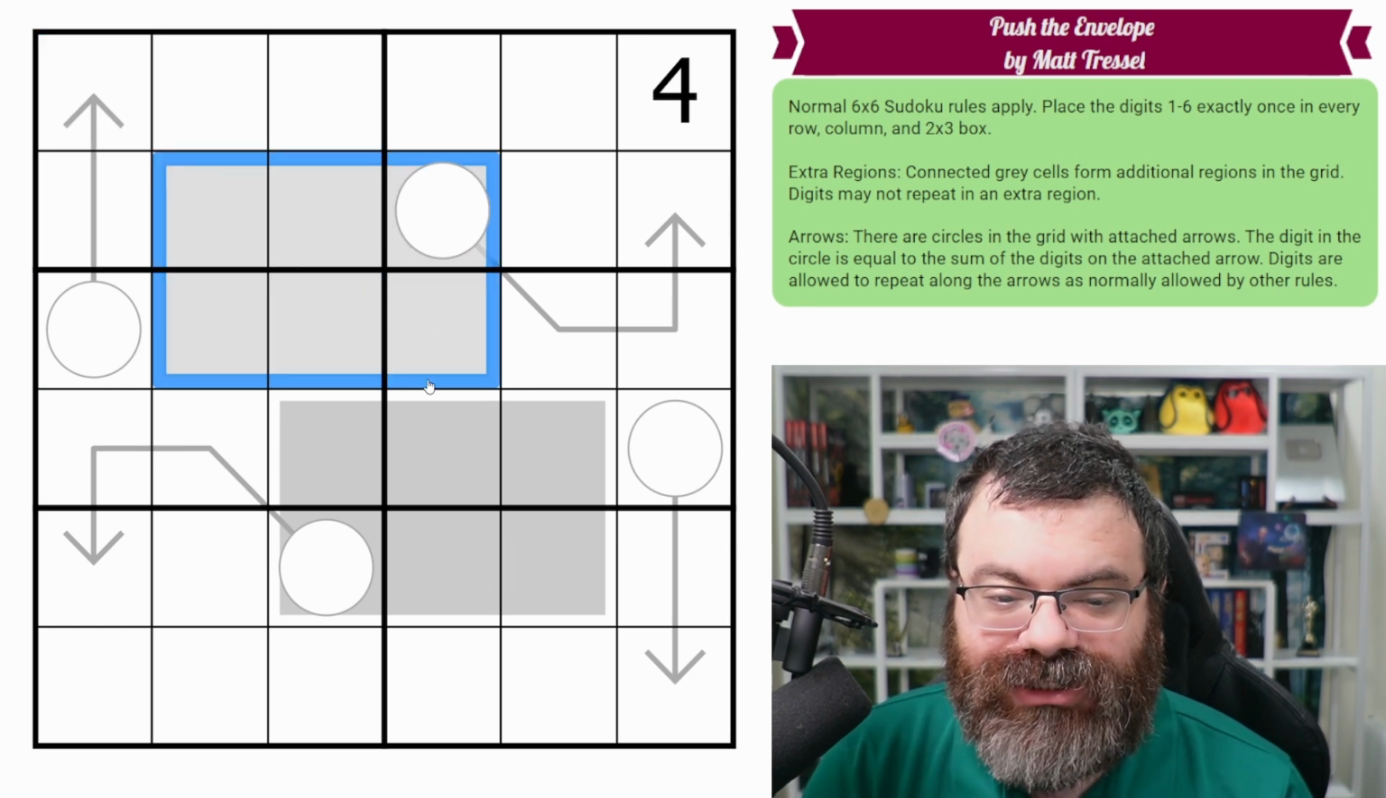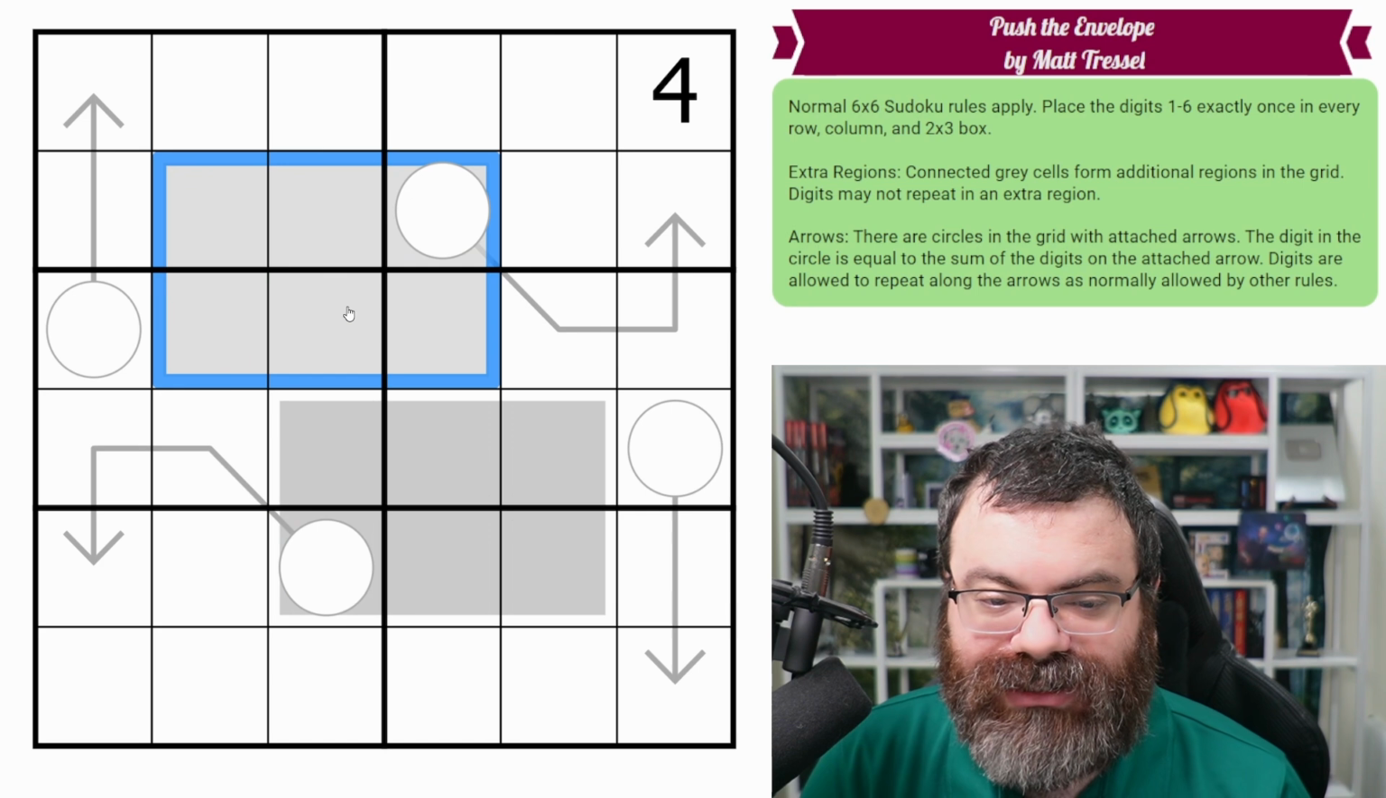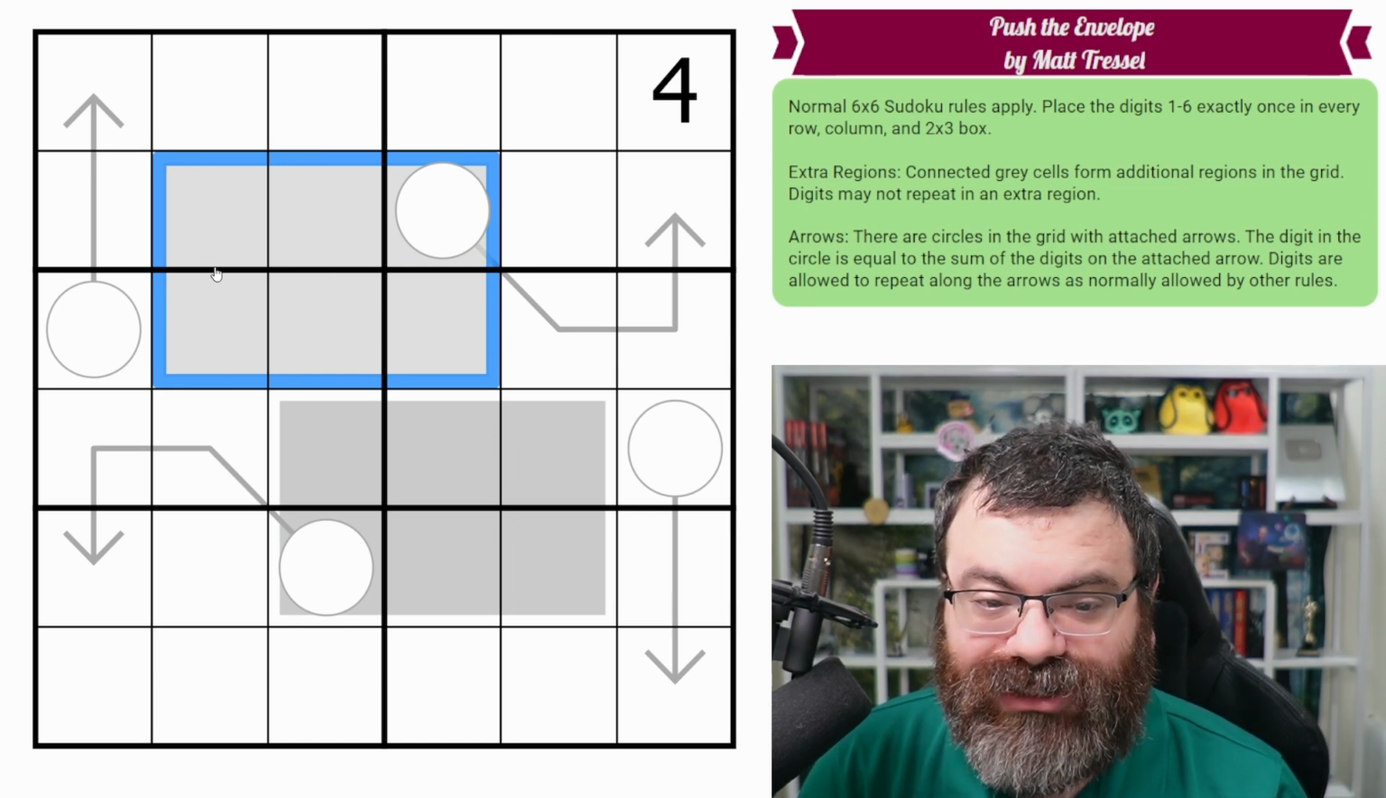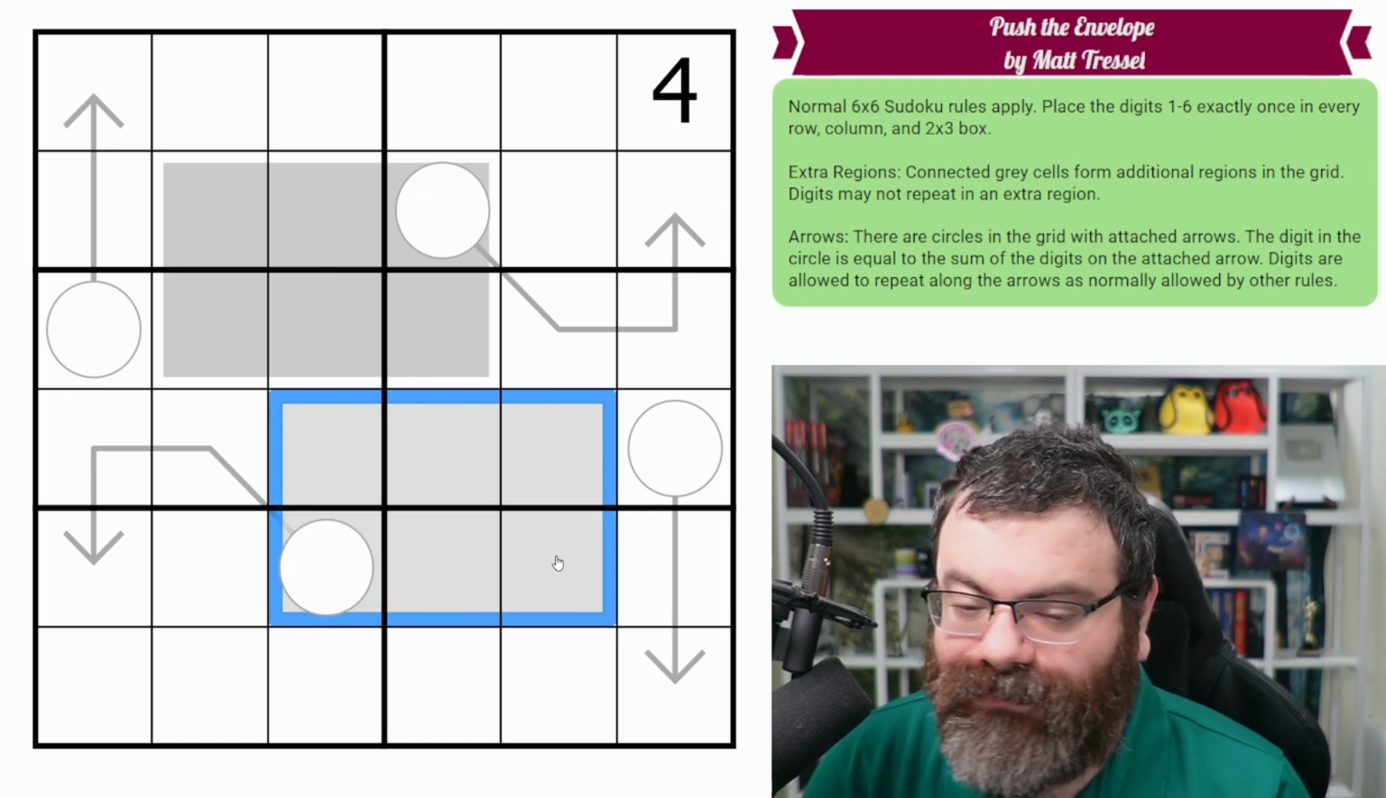We also have extra regions. These two are extra regions, these gray regions. So each of these regions, we are also placing the digits 1 to 6 exactly once each. So 1 to 6 here and 1 to 6 here.